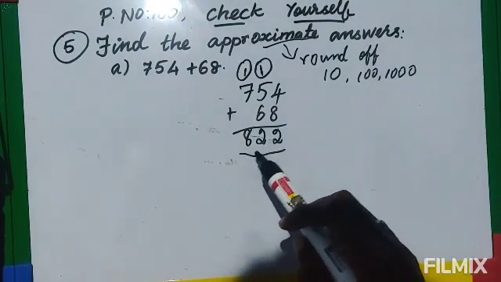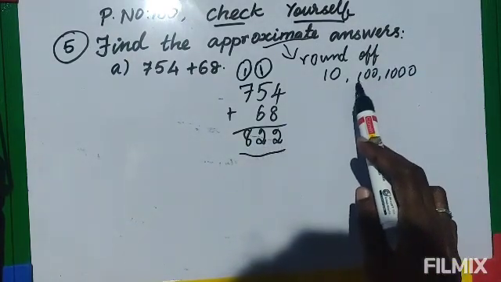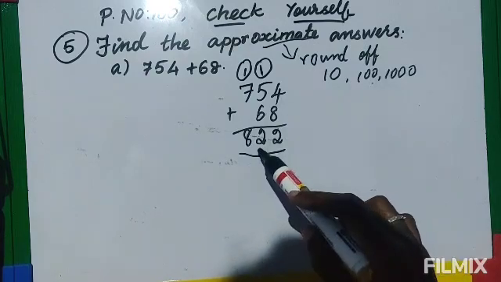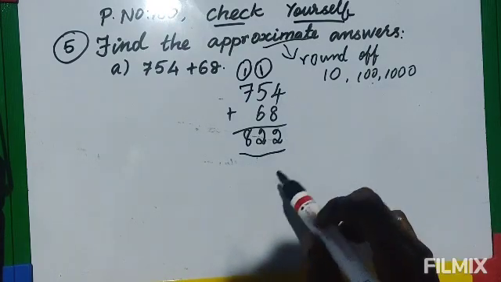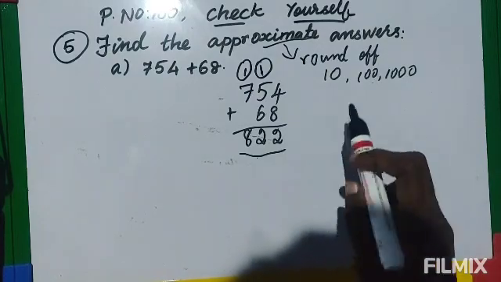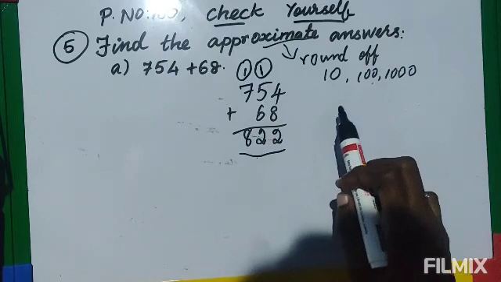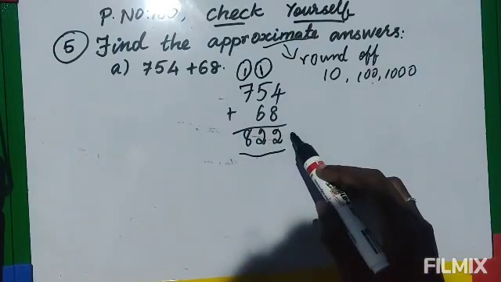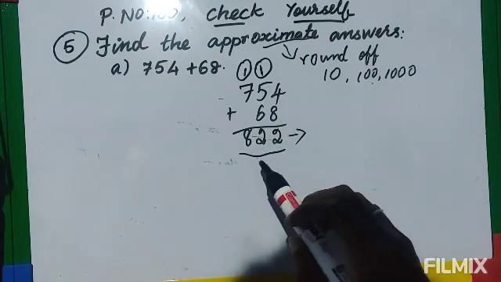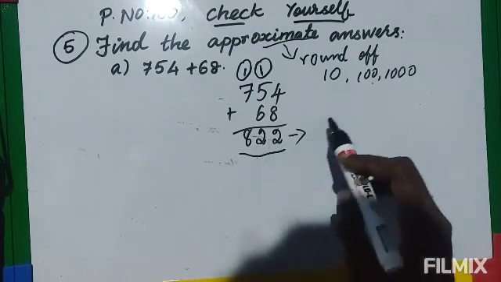Here there are 3 digits. You see which is having 3 digits. 100 is having 3 digits. So you round off this number to the nearest 100. If it is a 2-digit number, round off to the nearest 10. If it is a 4-digit number, round off to the nearest 1000. To round off to the nearest 100, you have to mark the number in hundreds place.